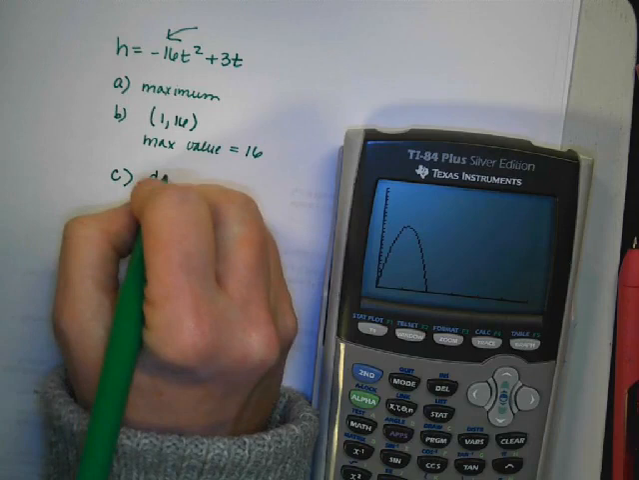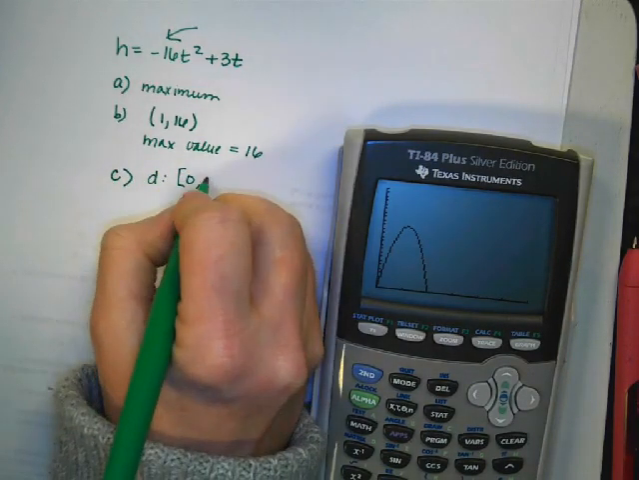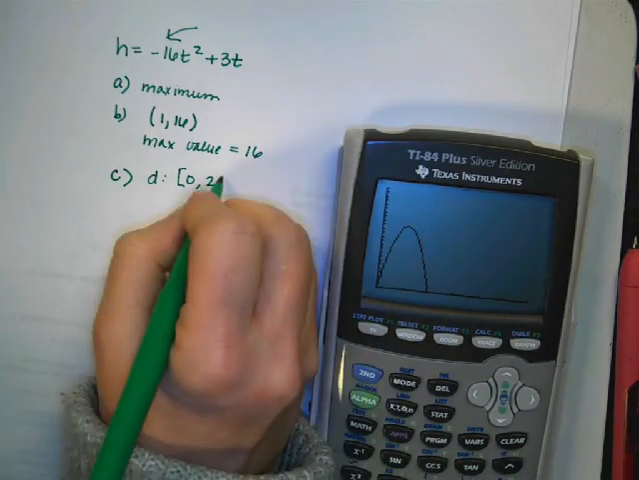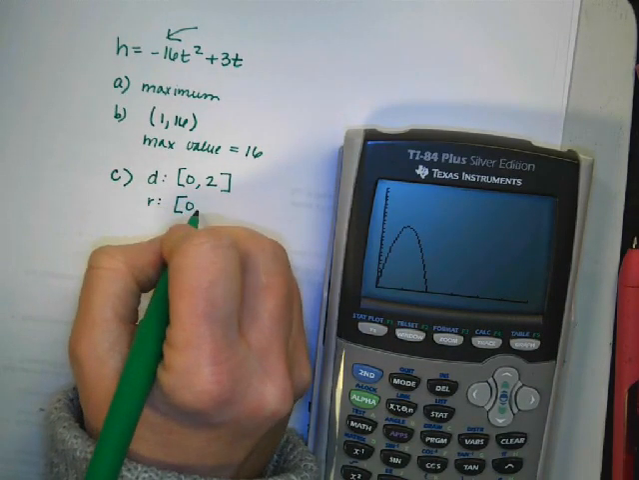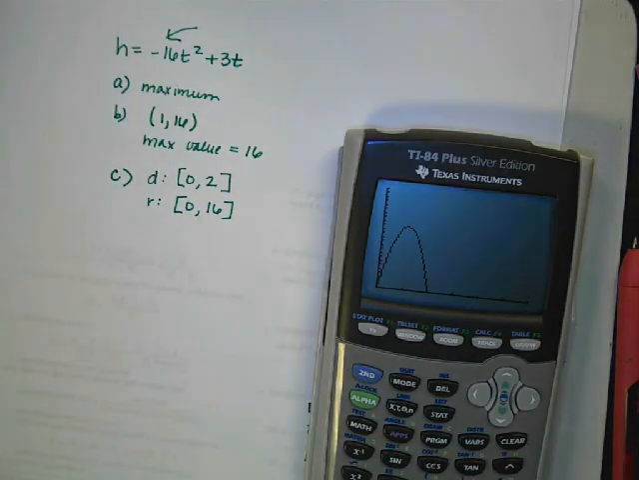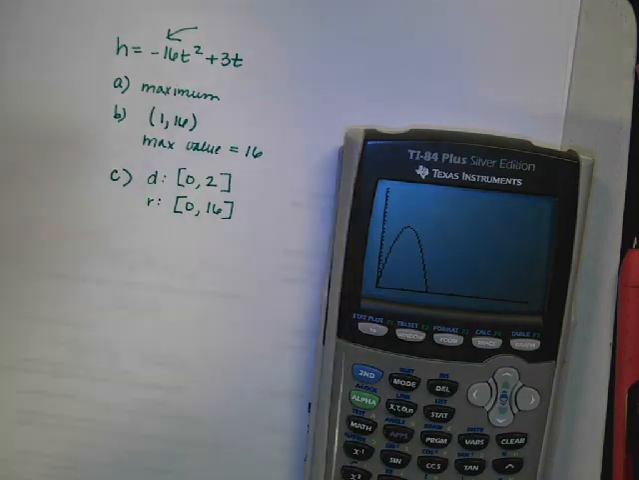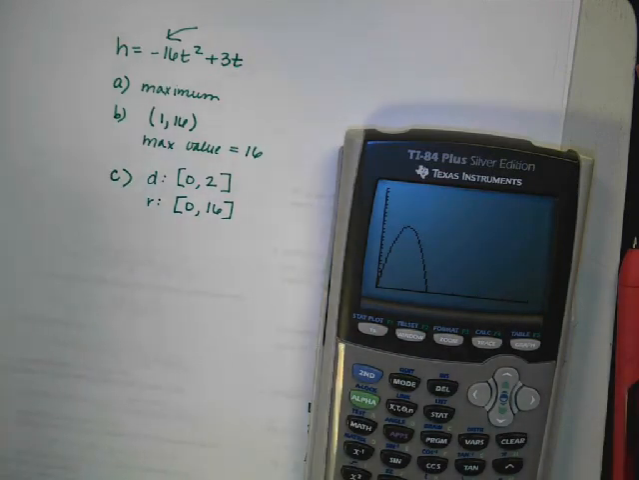So domain is 0 is included, that's when we start, and 2 is when the thing hits the ground. And my range is from 0, where we shot it off, to 16, which is the highest peak. So that is a reasonable domain and range. Honestly, I don't know what your teacher will accept, but I would accept anything in there, like 0 to 5, because it's okay to see it hit the ground at 2, and then there's time after that.